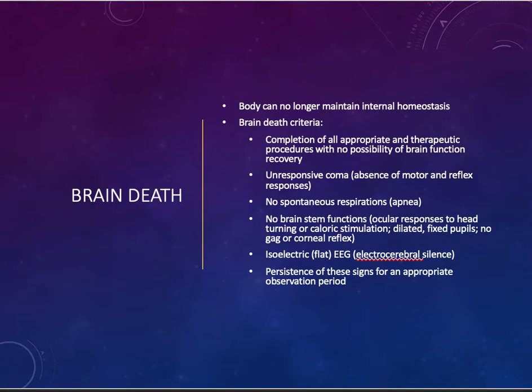All right, so brain death. Brain death is when the body can no longer maintain internal homeostasis. So the body can no longer self-regulate. Brain death criteria are actually set by state law. And so this is kind of interesting. But a lot of times the state law will determine what tests have to be done for brain death, who can declare brain death, what criteria are there.